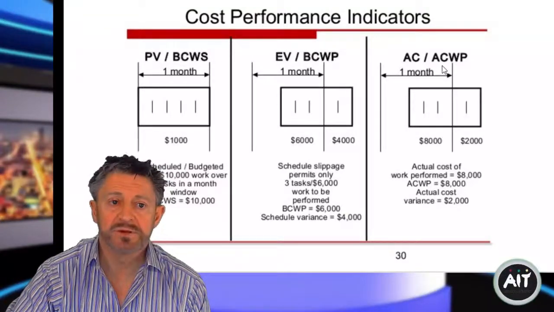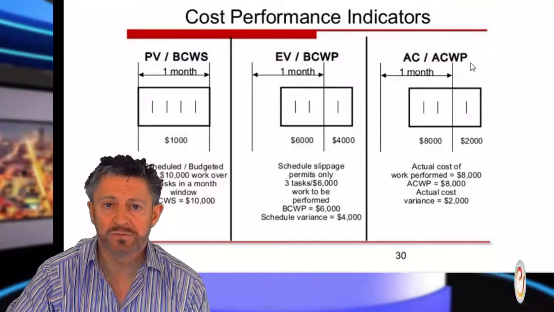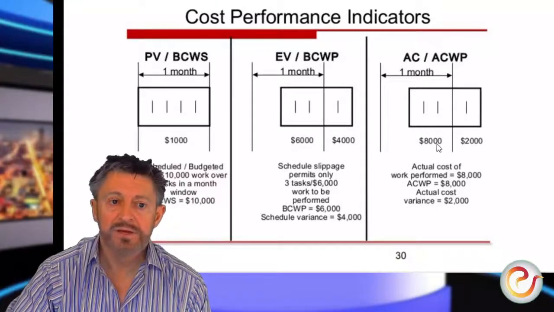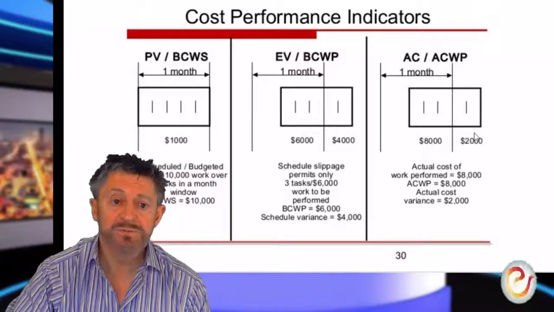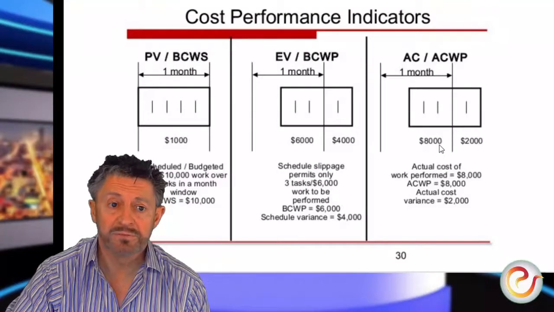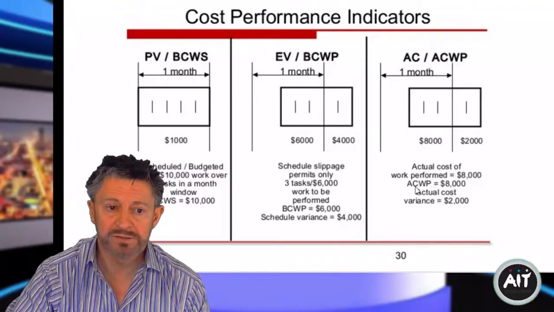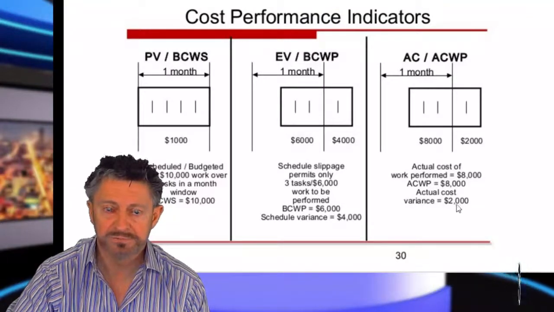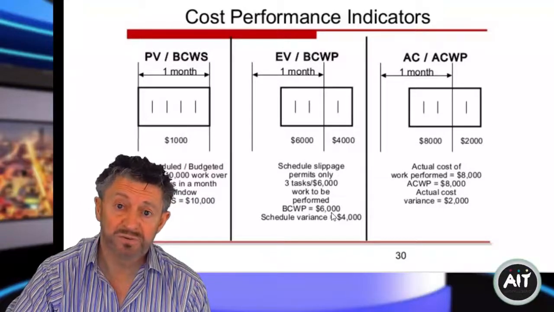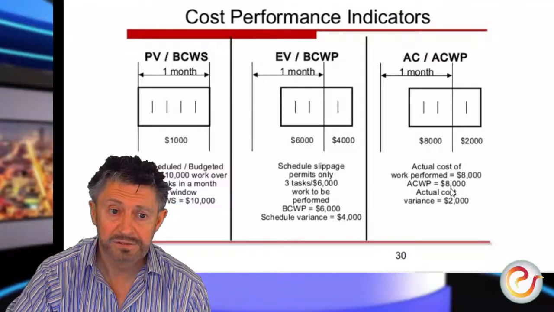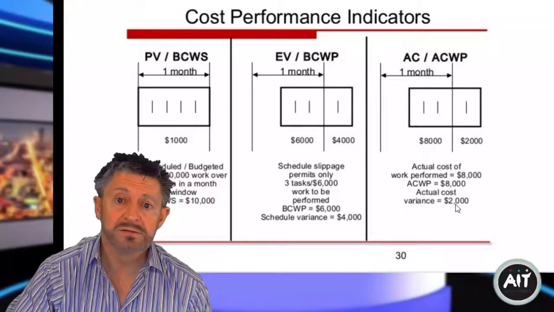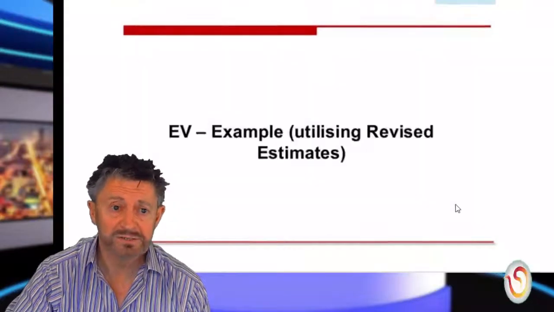So the actual cost of work performed, we have 8,000 is how much we spent. We should have spent 10,000, but we spent 8,000. So the actual cost of work performed equals 8,000, and the actual cost variance is 2,000. So we've only done 3 tasks with a value of 6,000. It cost us 8,000, and so we're behind. We're overspent, and we're behind schedule.